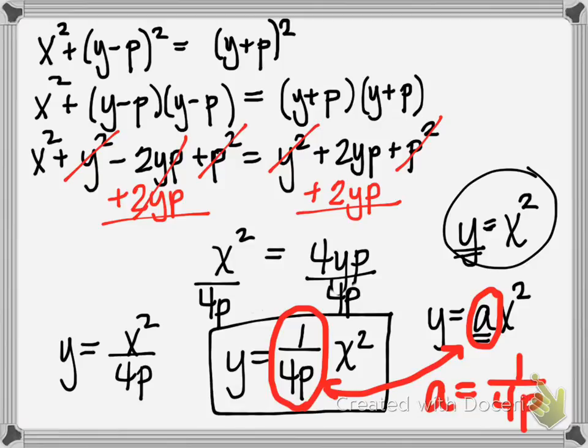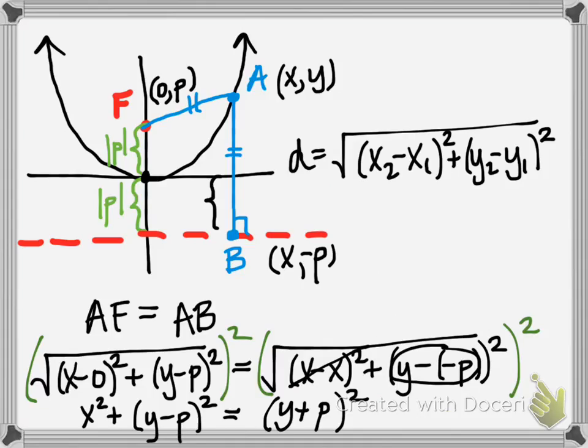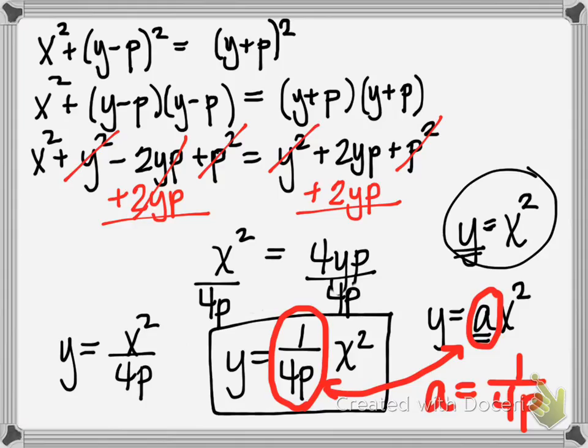Now, why would we want to use 1 over 4p instead of a? Well, going back to our previous diagram, remember that p was the distance to the focus, as well as the distance to the directrix. So if we're faced with a problem where we want to know the location of the focus or the location of the directrix, then we'll want to use this definition 1 over 4p as our leading coefficient instead of calling our leading coefficient a.